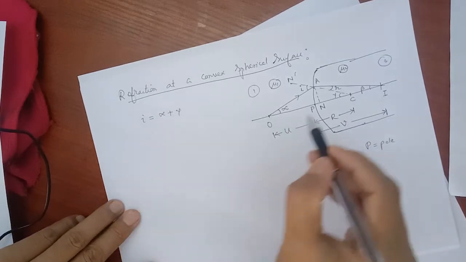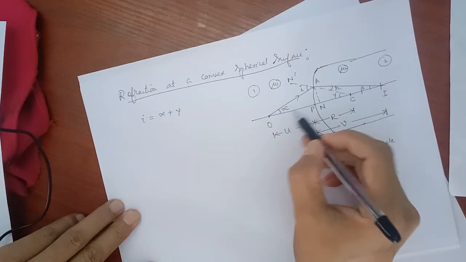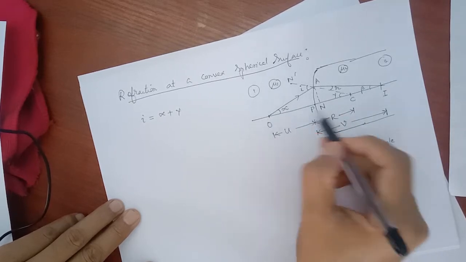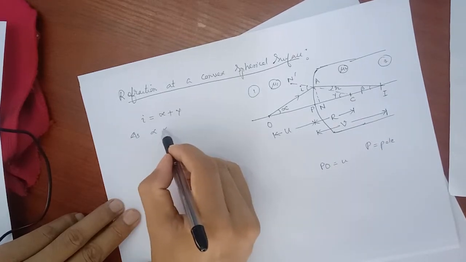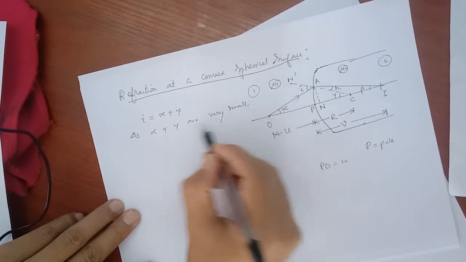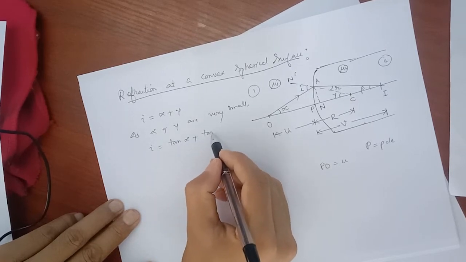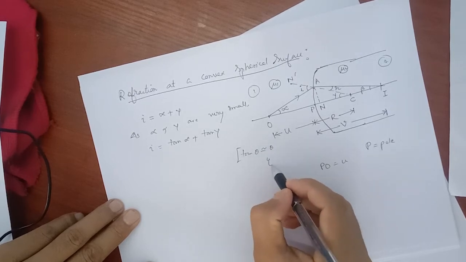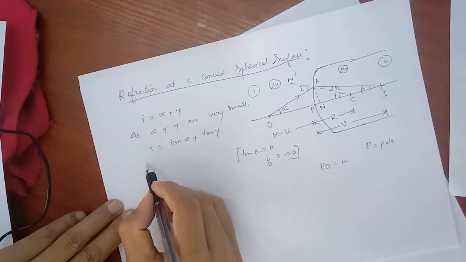The assumption here is that all the angles, alpha, beta, gamma, that meet the principal axis are very, very small. Because of this, you can write i is equal to tan alpha plus tan gamma. Keep in mind, tan theta will be equivalent to theta only if theta is very, very small, theta tends to 0. So now this is your first equation.